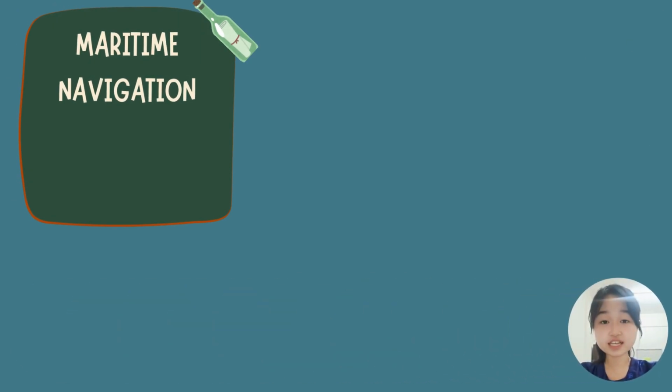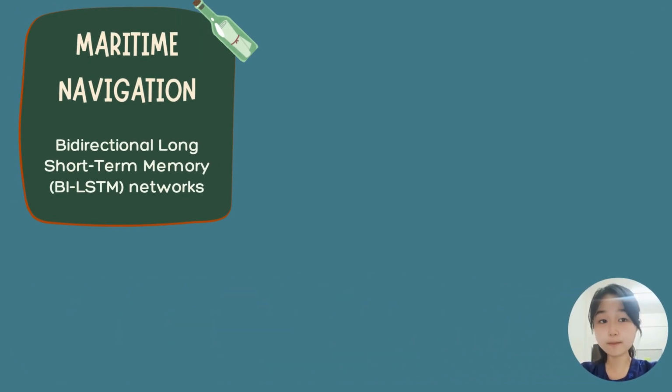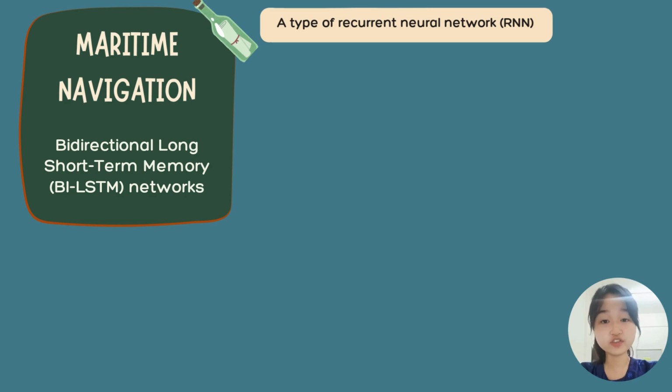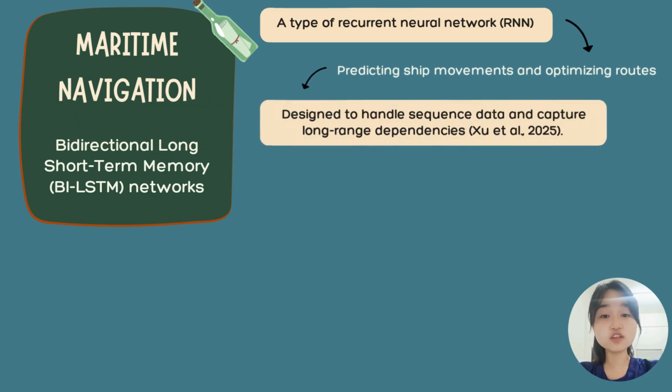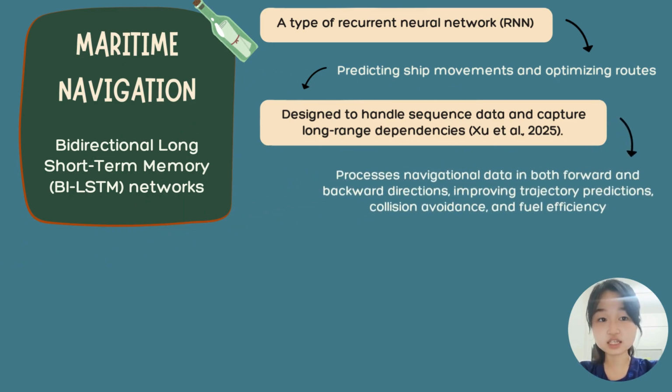To enhance this process, bidirectional long short-term memory (BiLSTM) networks, a type of recurrent neural network (RNN), have become essential for predicting ship movements and optimizing routes. According to Shi et al., 2025, it is designed to handle sequence data and capture long-range dependencies. BiLSTM processes navigational data in both forward and backward directions, improving trajectory predictions, collision avoidance, and fuel efficiency.